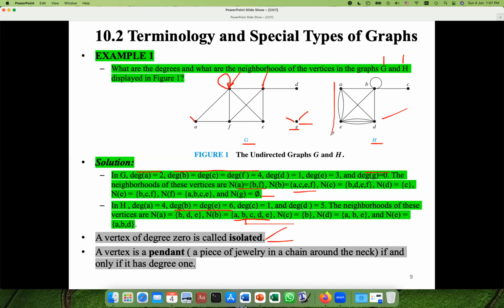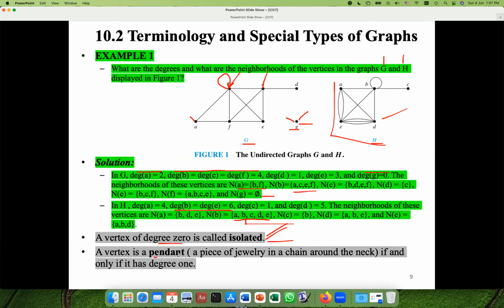But these are not those graphs. These are general graphs with A, B, C, not with the names of the friends. This is not friendship or acquaintanceship. That was a real example, but this is just a representation. So if some vertex has degree 0, then you can call that vertex isolated.